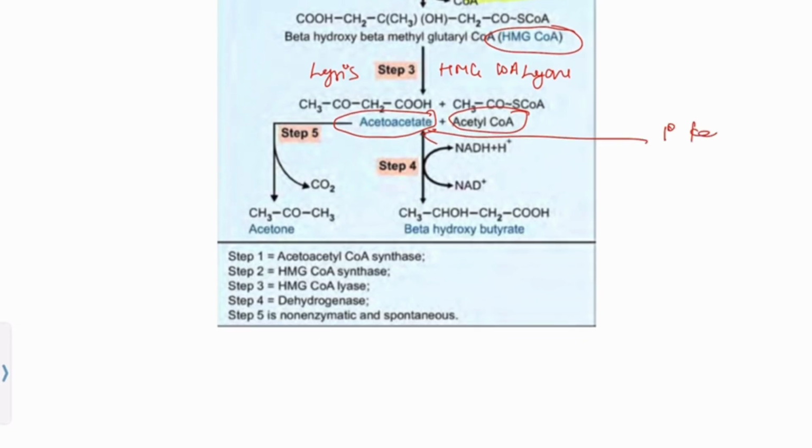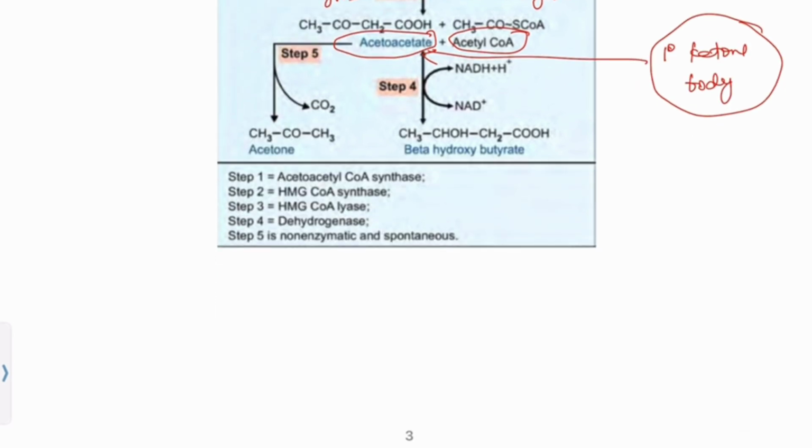So now we finally have our ketone body, and this ketone body then undergoes reduction with the help of enzyme dehydrogenase, which then forms beta hydroxybutyrate, which is the secondary ketone body.